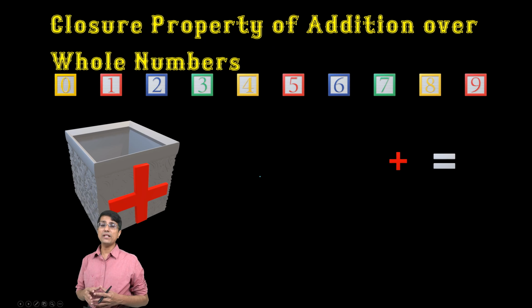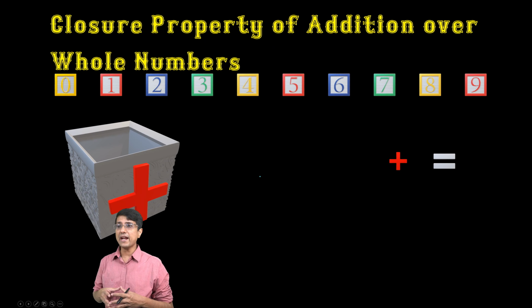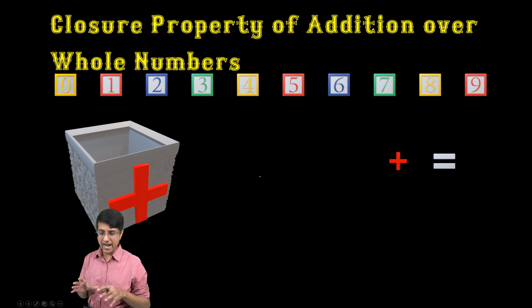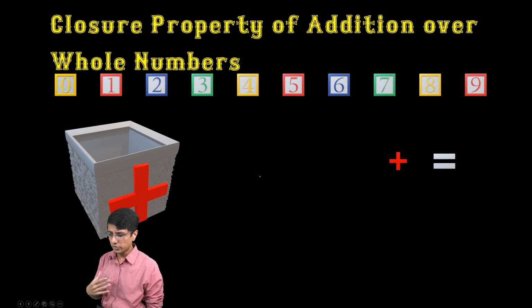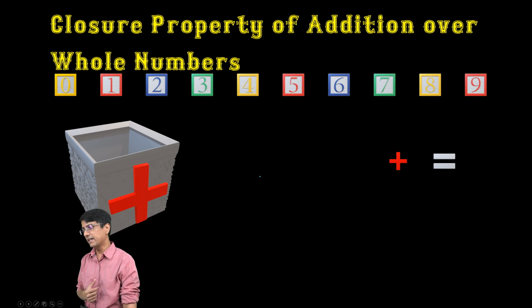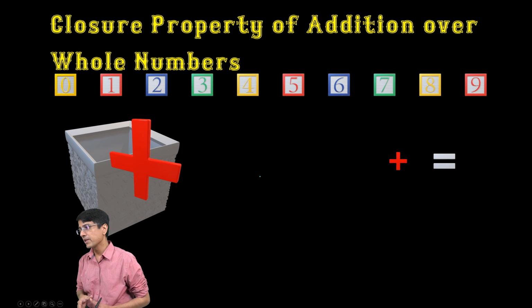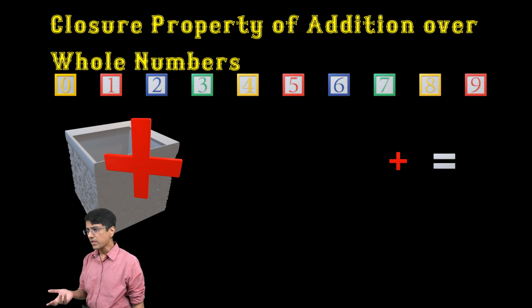Now let's look at some important properties of addition, multiplication, subtraction and division of whole numbers. So we'll take each of those operations in turn and understand their important properties. So this is our set of whole numbers.